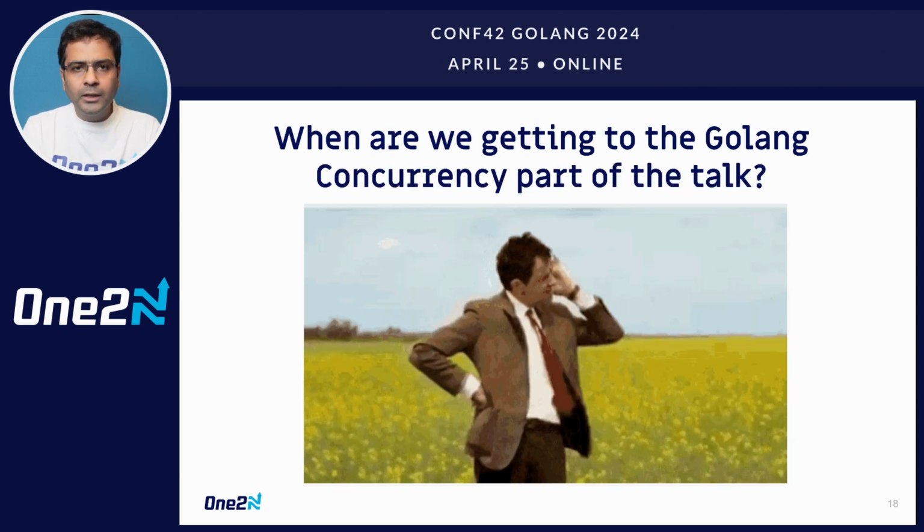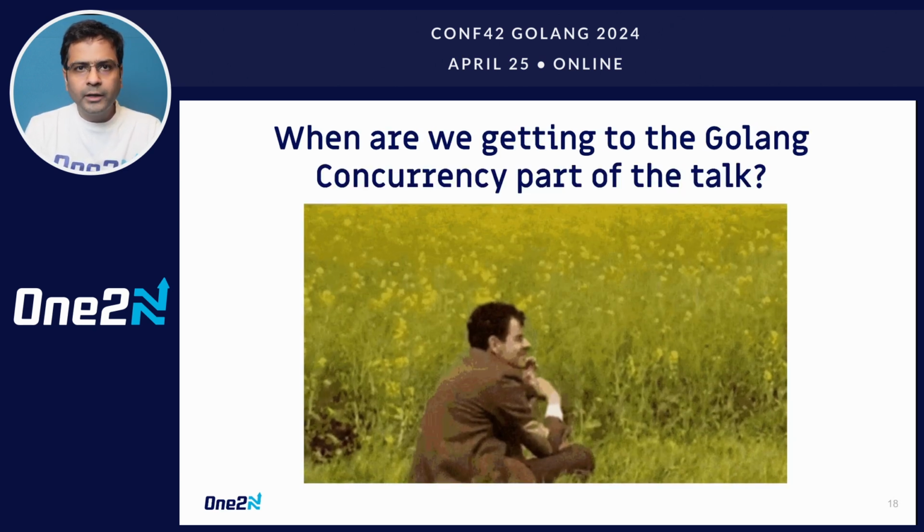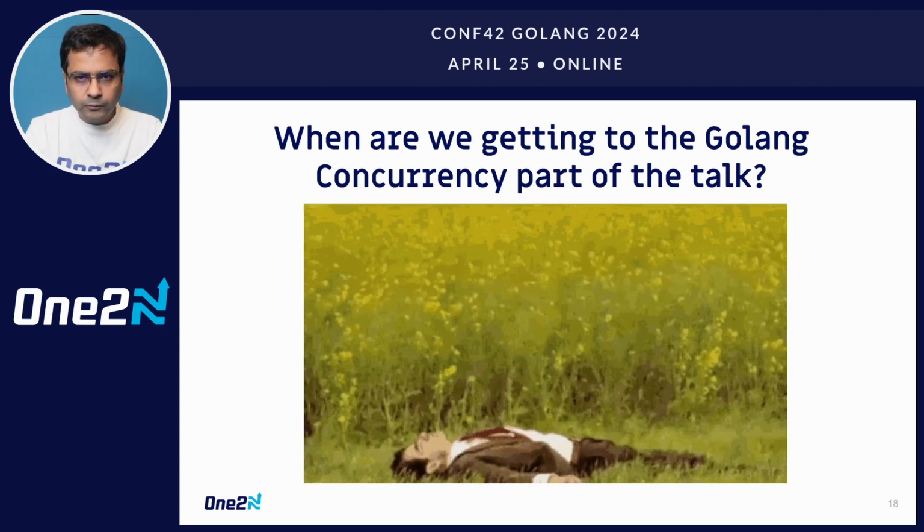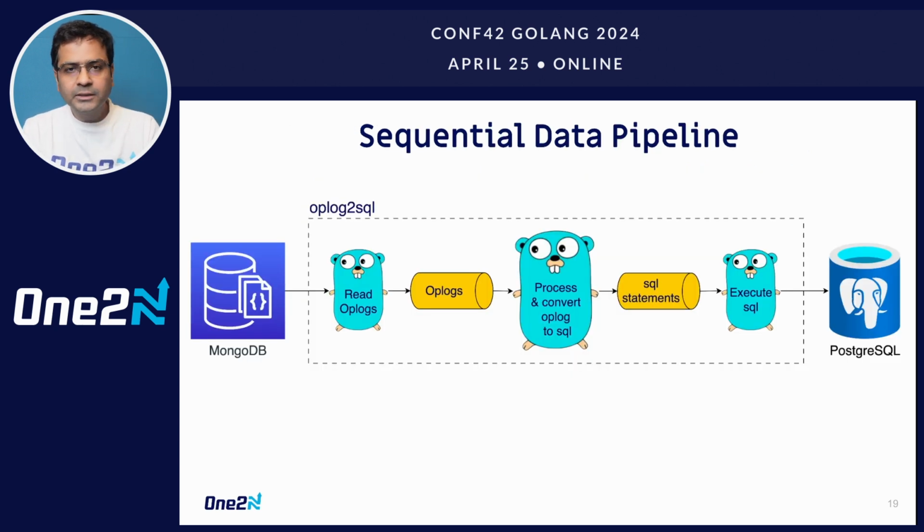So, well, you might be wondering, when are we really getting to the concurrency and the Go part of it? Well, the wait is over. Here is the sequential pipeline, what it looks like. Fundamentally, our idea is to migrate data from MongoDB on one side to Postgres on the other. The way we do this is we think of writing a utility or a program, let's call it oplog to SQL. What that program is going to do is read the oplogs from MongoDB sequentially as they come. There's going to be a Go routine which can read these oplogs. It's then going to put these oplogs into a channel.